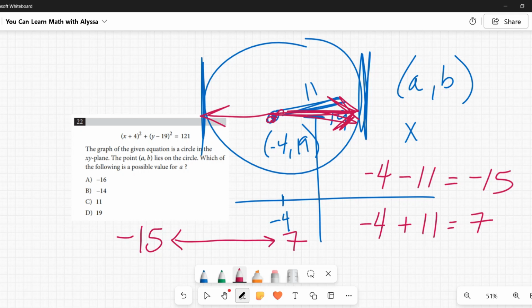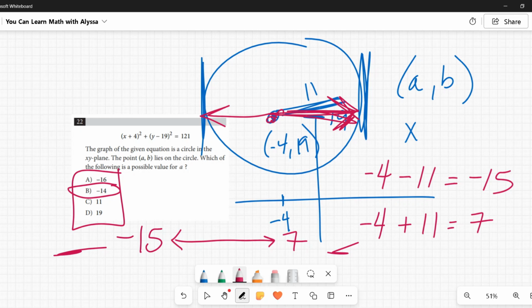So I know that this circle goes from negative 15 all the way to 7, and there are x values within there that would be somewhere on this circle. So I'm going to look through my answers, and I'm going to look for something that's between negative 15 and 7, and there's only one option. That is B, negative 14. Everything else falls on either side of that, and that's it.